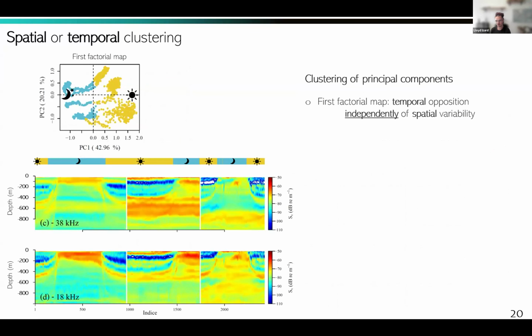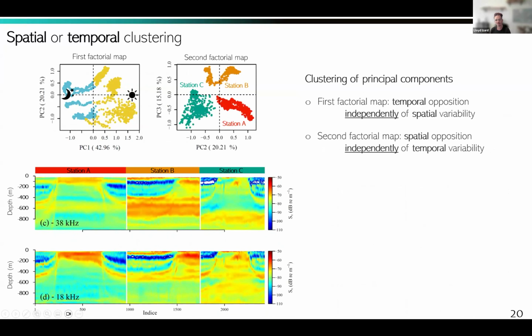We will just now cluster these principal components, and if we cluster the first factorial map, we can actually identify temporal opposition independently of spatial variability of our different stations. What is interesting to me is that if you cluster the second factorial map, you can identify spatial opposition between the stations, and that independently of temporal variability that you can observe. And that really highlights the complexity of the system, because both classifications could be considered pertinent depending on the research question that you're posing.